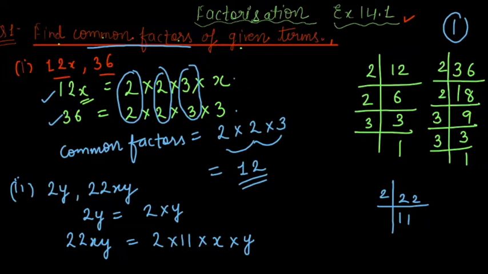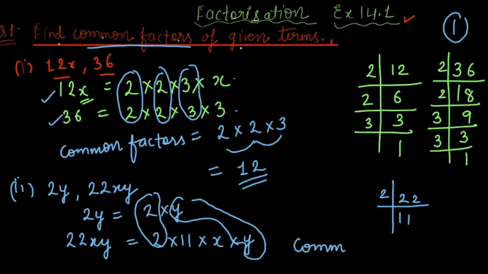You will again circle the common factor. You have this 2 as a common factor. Then this y is also common in both the terms, so I can group it as it is. So the common factor will be 2 into y, which means 2y is a common factor of 2y and 22xy. So this question is simple. I am moving to the third part of this question.